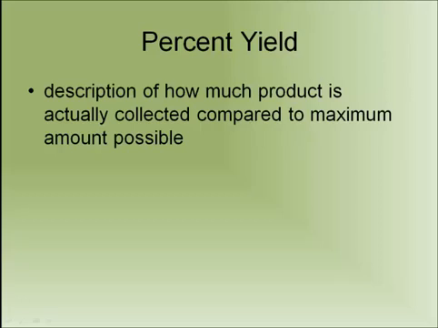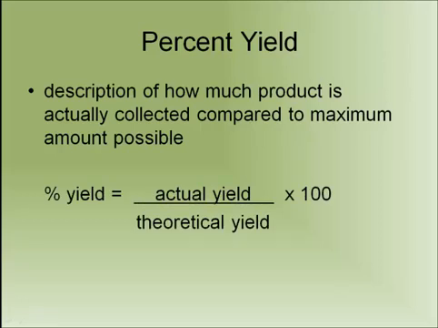Percent yield is a description of how much product is actually collected during a lab procedure compared to the maximum amount that could possibly form from the amount of reactant that was provided. Here's the mathematical equation. Actual yield is how much was actually collected when the procedure was performed. Theoretical yield is the amount that should form based on the amount of reactant given.